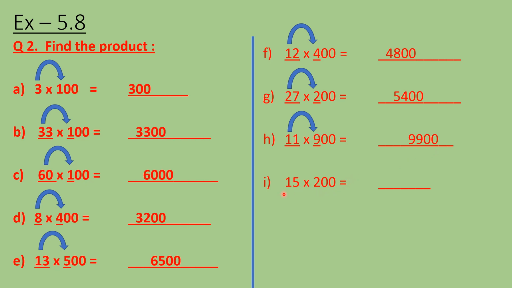Now last question, children. 15 multiplied by 200. So again what will you do? You will multiply this 15 by this 2. 15 2s are, tell me, 15 2s are? Yes, 30. 15 2s are 30 and 2 zeros you write. So we are getting 3000 as the answer. I hope it's clear, children. Okay. So this question number 2 you will do in your note copy.